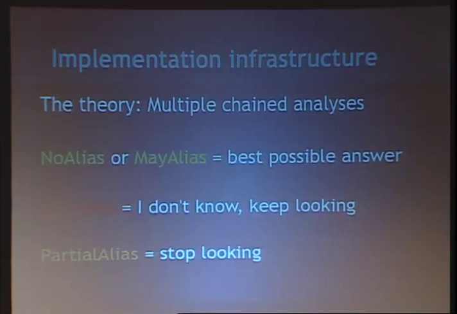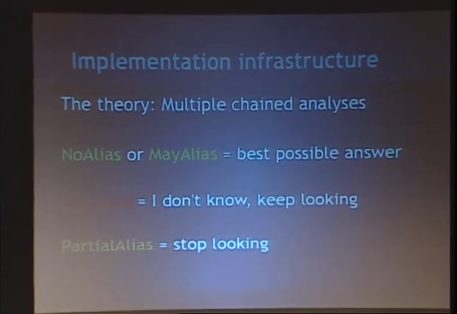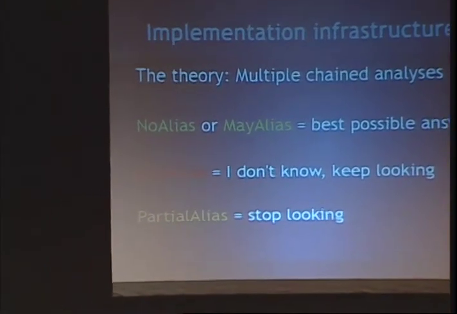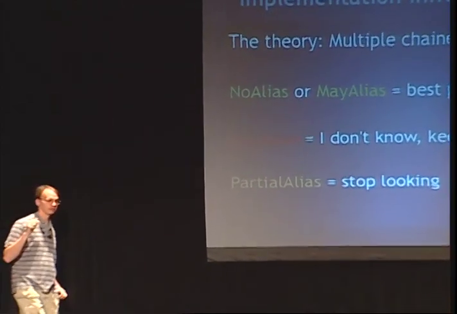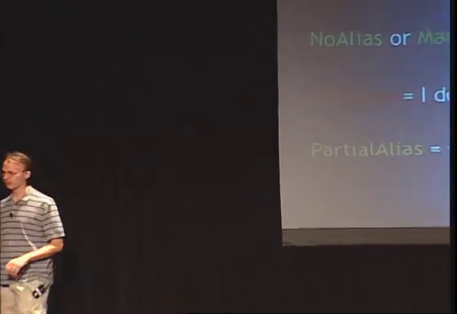And we use a partial alias analysis as sort of a stop measure. So an analysis can say, I can't tell the answer, but you shouldn't keep looking. And this actually comes up with type-based alias analysis in particular. We have a very specific use for this that I'll talk about later. So this is kind of our theory of chaining multiple analyses together. So now I'm going to talk about the individual implementations of alias analysis that we have a little bit.